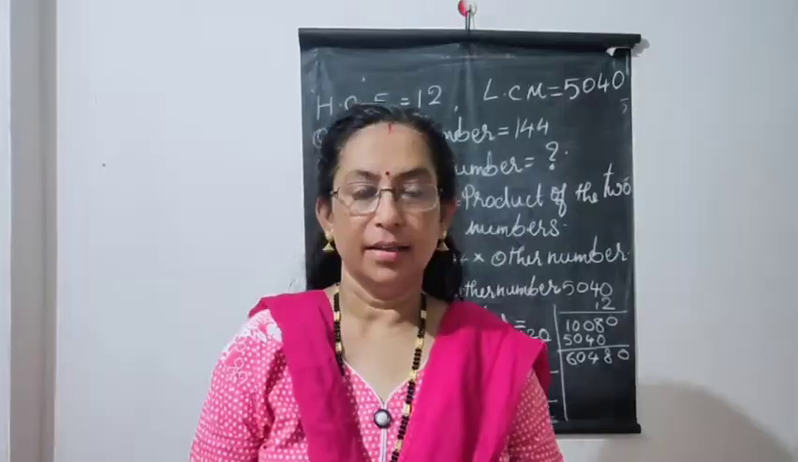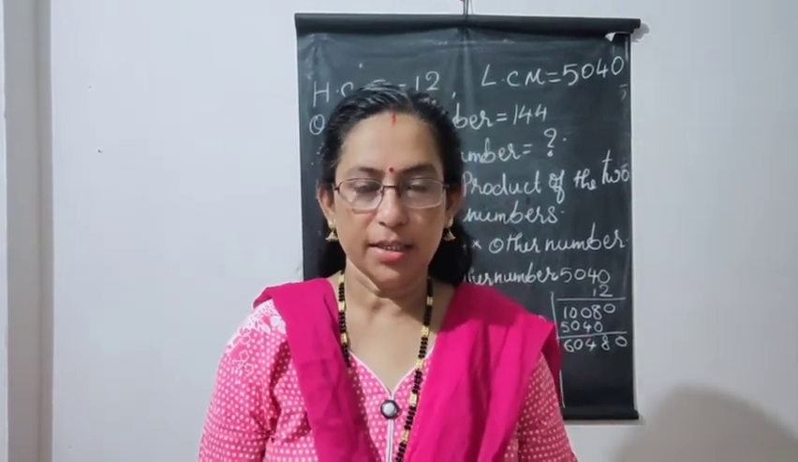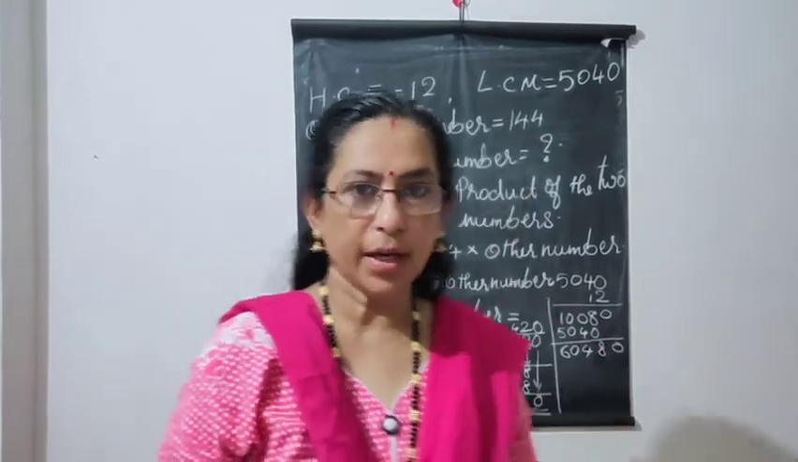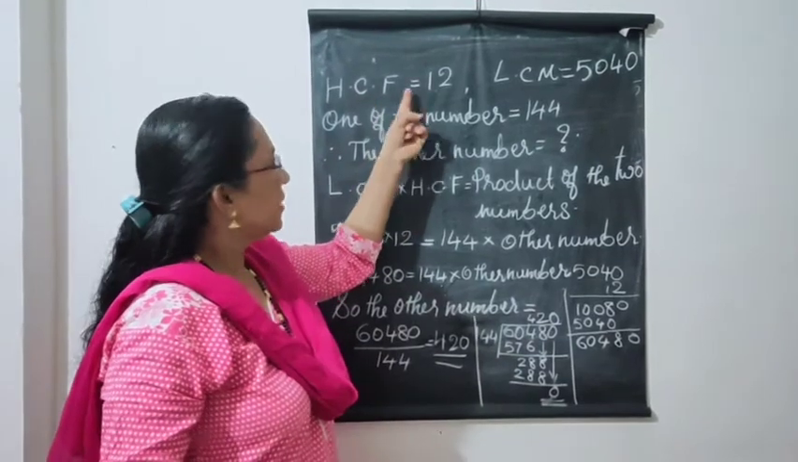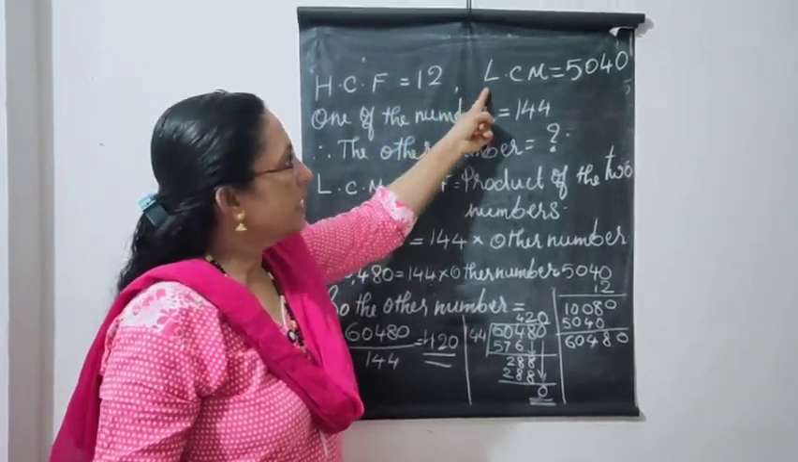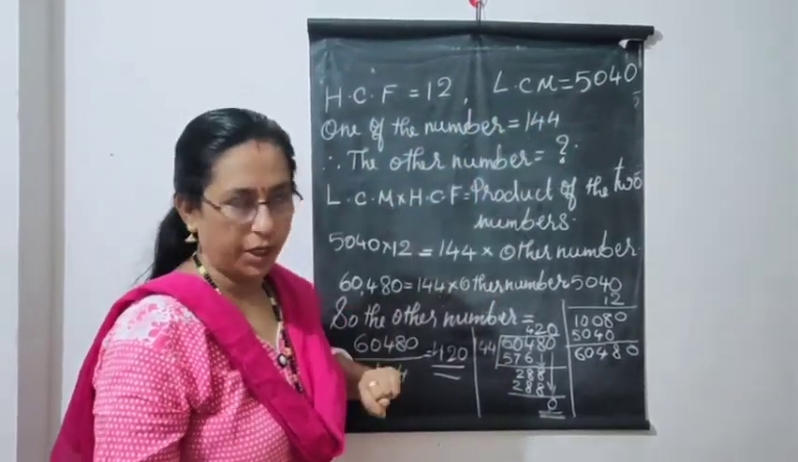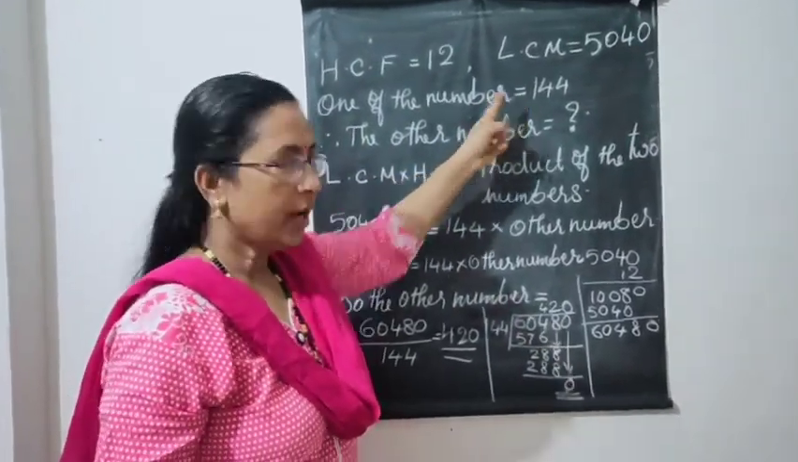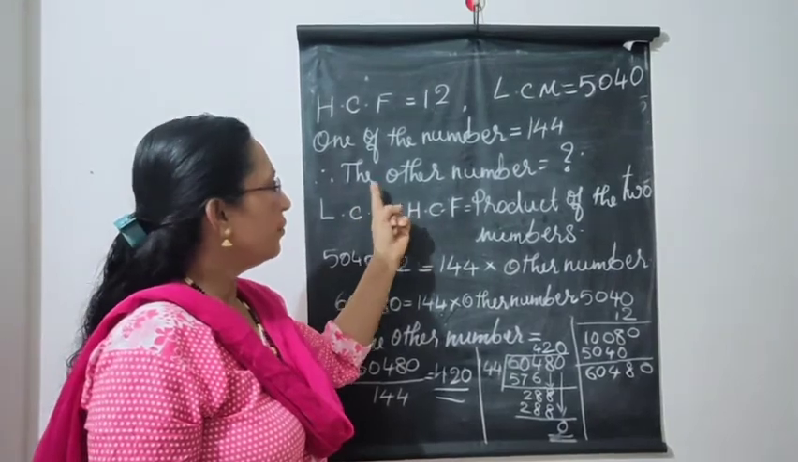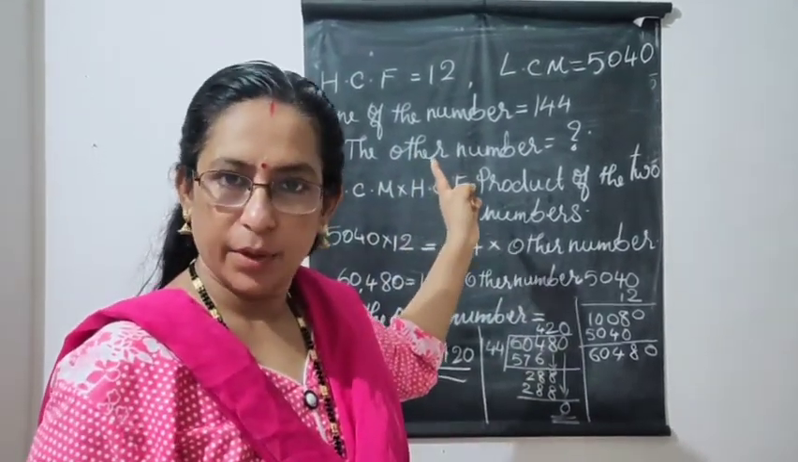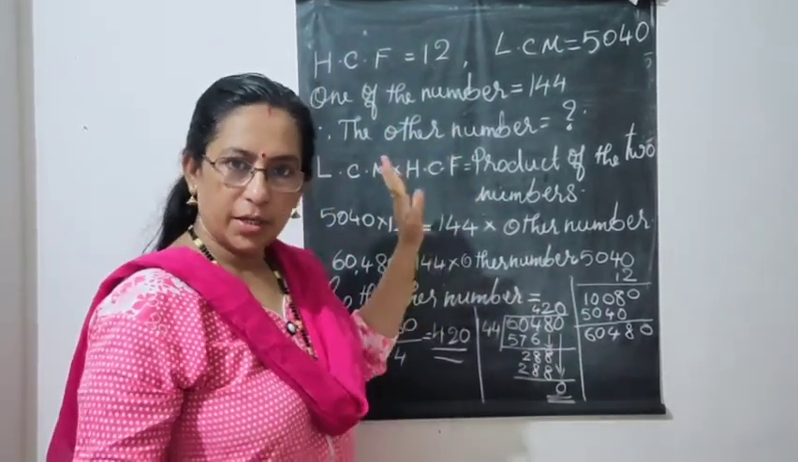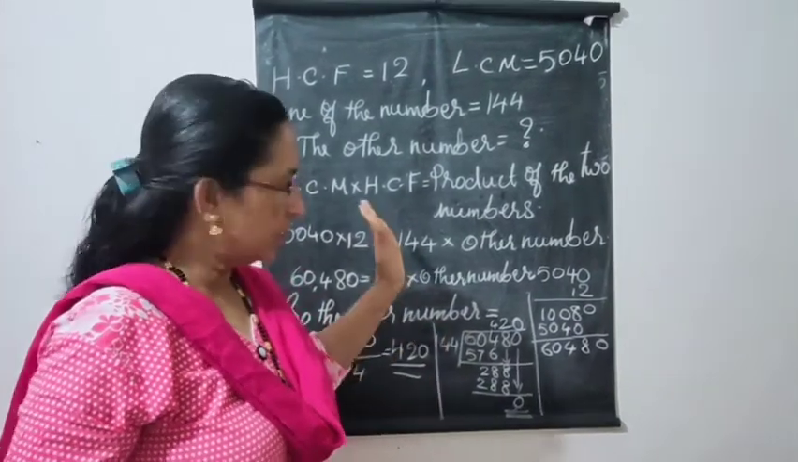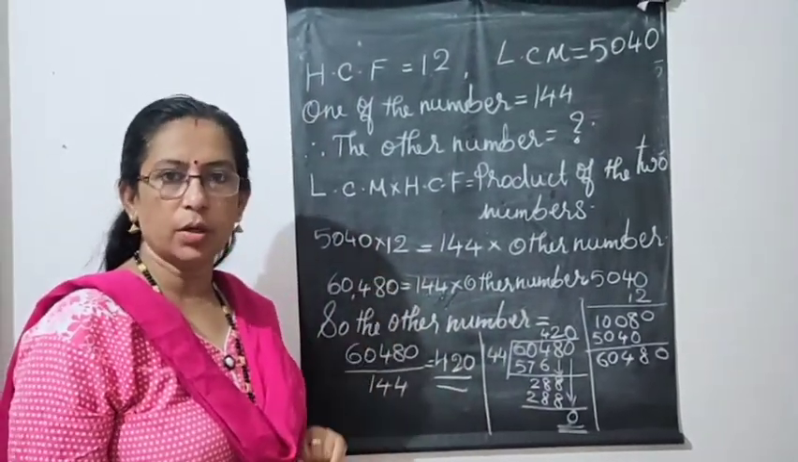Okay. Now next question. Checkpoint number 13. HCF is equal to 12. LCM is equal to 5040. And one of the numbers is equal to 144. And we have to find out the other number. Okay. This is the question. You can write this question in your notebook and the solution also. Okay, how to solve the question, please see.